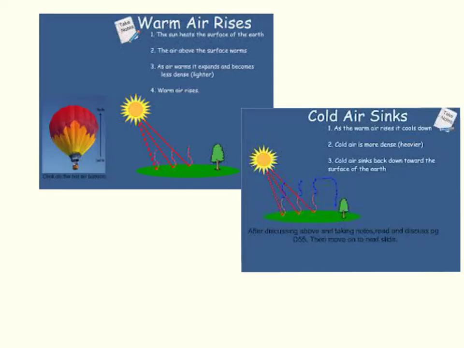To refresh, the sun gives off radiation. That radiation heats the surface of the earth. Once the surface of the earth has absorbed this energy, it uses conduction to spread that energy among the surface of the earth. The air above the surface of the earth gets warmed. As warm air expands, it becomes less dense. This makes that warm air rise.